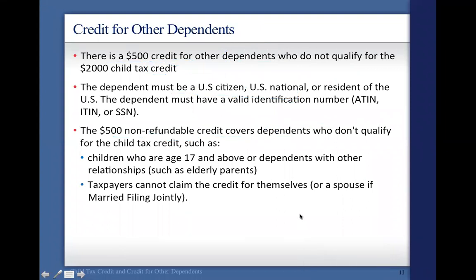Now we're going to talk about other dependents. That starts on page G4 and goes through G6. We've already talked about other dependents and who qualifies, so I'm not going to go over that. I would go back to the beginning of your textbook and review the stipulations to qualify for a dependent. Notice here that we have a $500 credit for other dependents who do not qualify for the $2,000 child tax credit. Here are the stipulations, and I will go to your textbook as well.